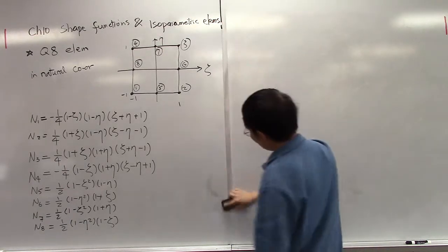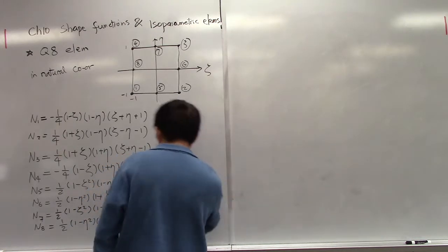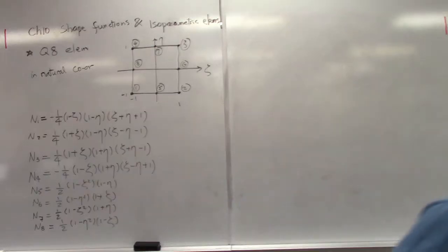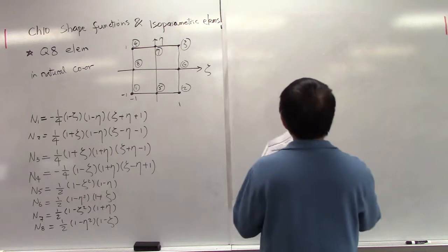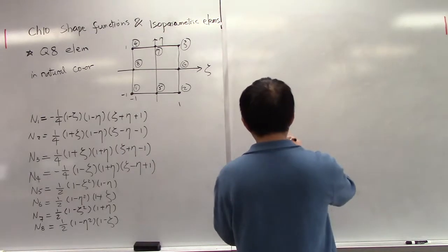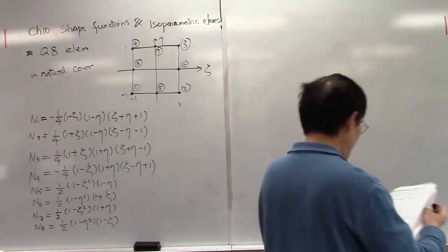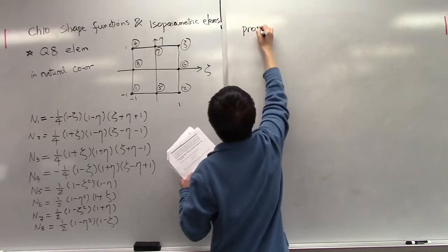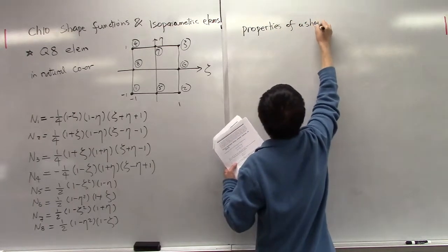Okay, before we try to derive that, let's discuss the properties of the shape function. For the 1D case, we talked about that before, and also actually for 2D. It turns out the shape function must satisfy two properties of a shape function.